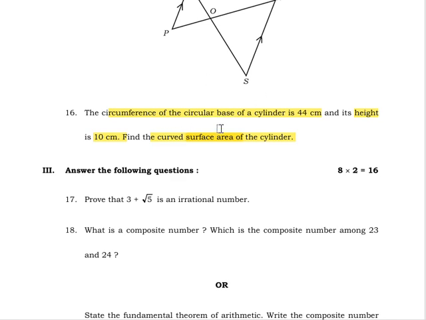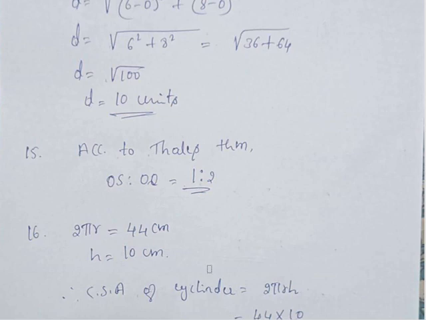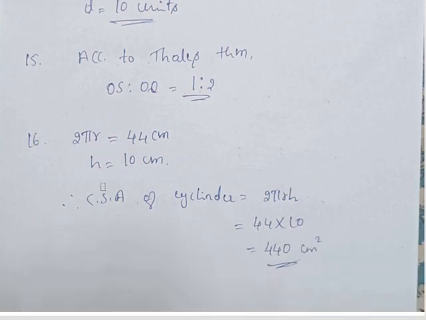So they have given the circumference of the circular base, the formula for circumference is 2 pi r, that is 44, and the height h they have given as 10 centimeter. Then CSA of the cylinder, direct formula, is 2 pi rh. 2 pi r value is 44 into h value 10. 44 into 10 is 440 centimeter square.